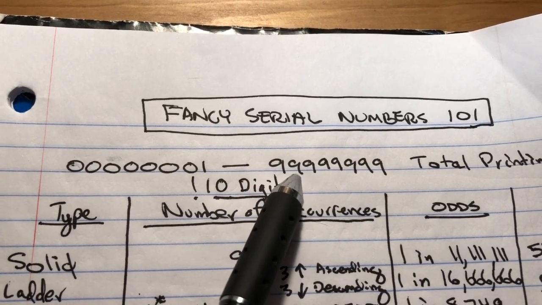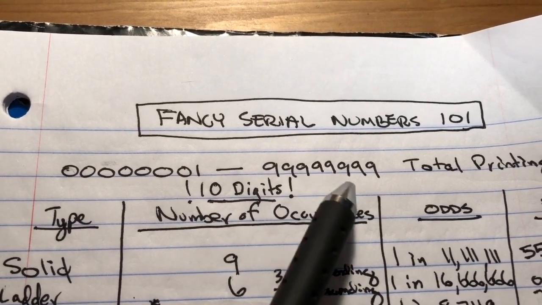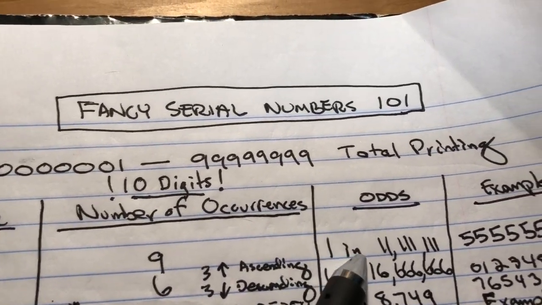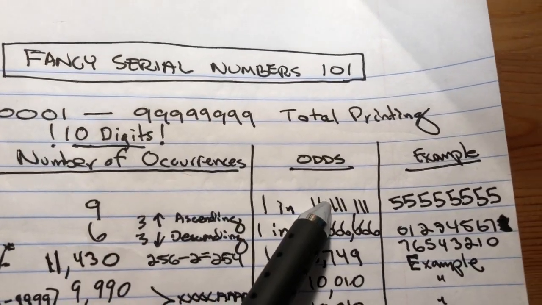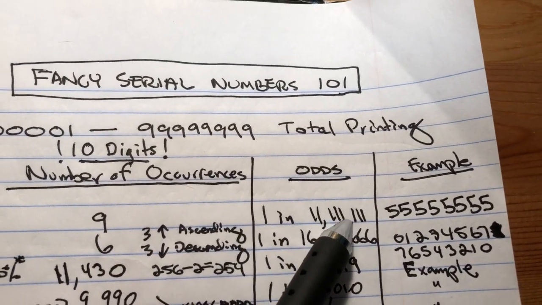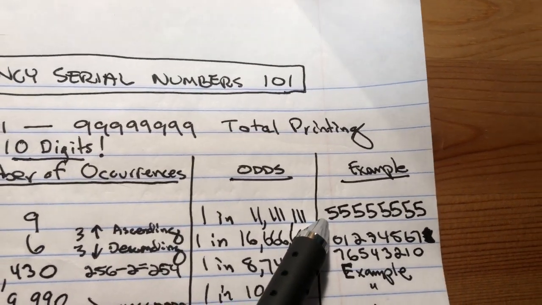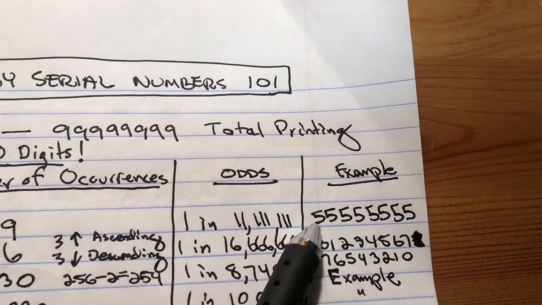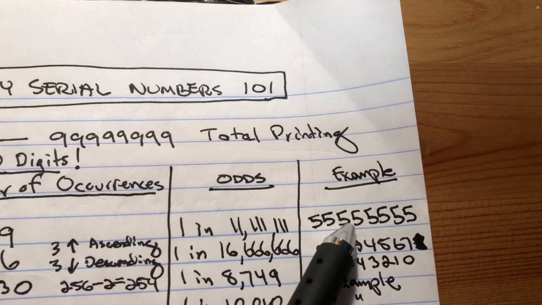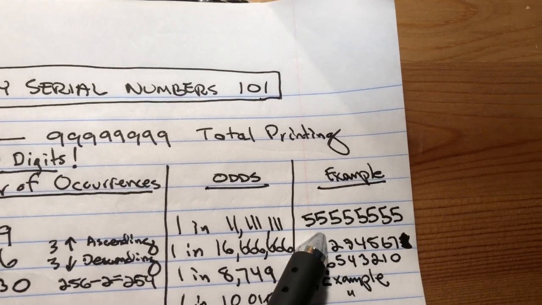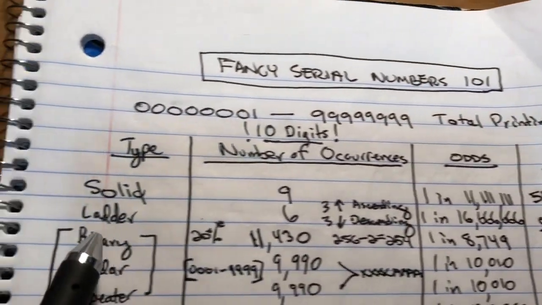So if you divide 99,999,999 by 9, that gives you 1 in 11,111,111 odds of that actually occurring. So not very good odds, if you would, but an example would be 55555555 for a solid serial number. All right, you with me?